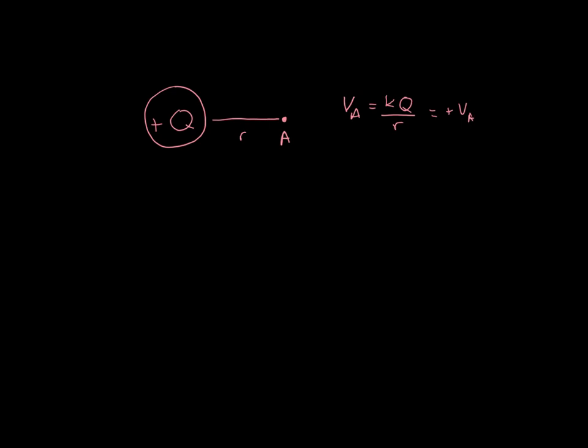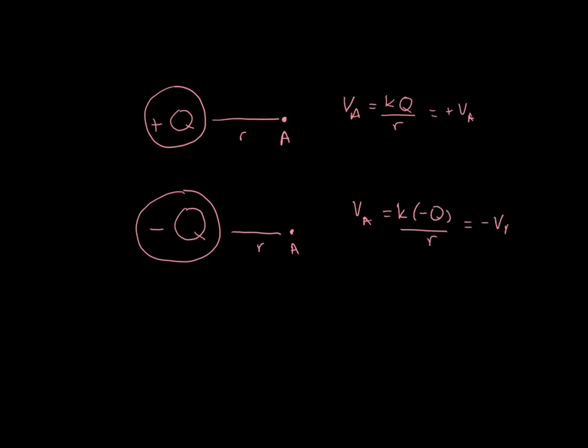If, let's say, we have a negative source charge, that's really ugly, I don't know how it got that shape. Okay. Also, point A a certain distance away is going to be a negative voltage. So that shows how signs matter here, negative voltage versus positive voltage. Okay.